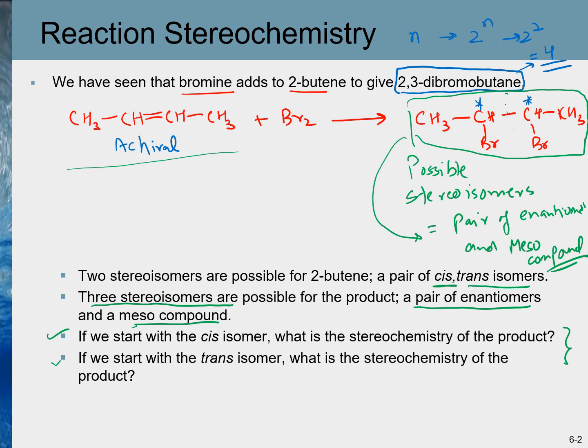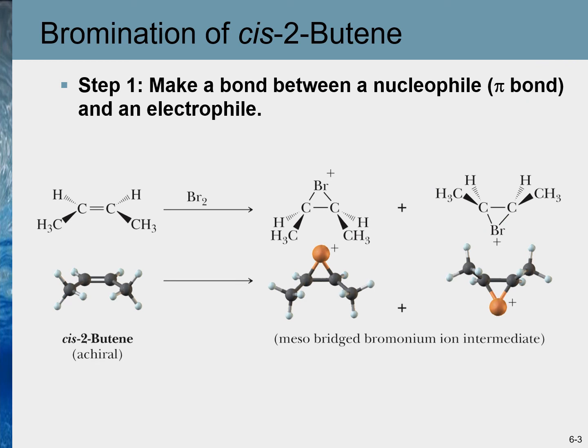If starting with a specific stereoisomer we get a specific stereo product, then the reaction is known as stereospecific. But if we get all stereoisomers, regardless of what stereochemistry is in the starting alkene, then the reaction will be non-stereospecific. So let's take a look at the mechanism. As you may recall, the mechanism of halogenation involves a cyclic three-membered bridge intermediate. We call it the bromonium intermediate.